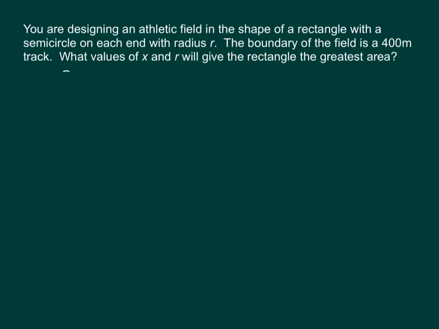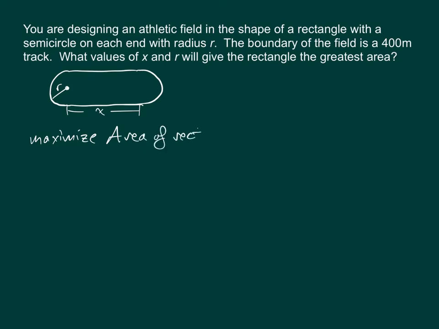So this looks something like this. If we have a semicircle on this end, we have a nice rectangle in the middle and another semicircle over here. Here is radius r, and here is what is being mentioned as x, the straightaways, if you will. So we're trying to maximize, give the greatest area to the rectangle. So we're trying to maximize the area of the rectangle, and I'll abbreviate rectangle. So this area right here, something like that.